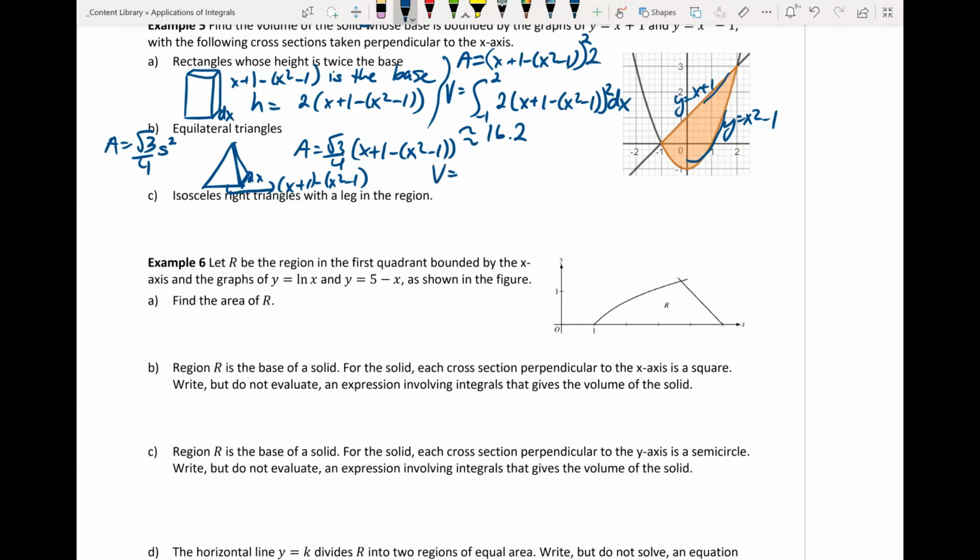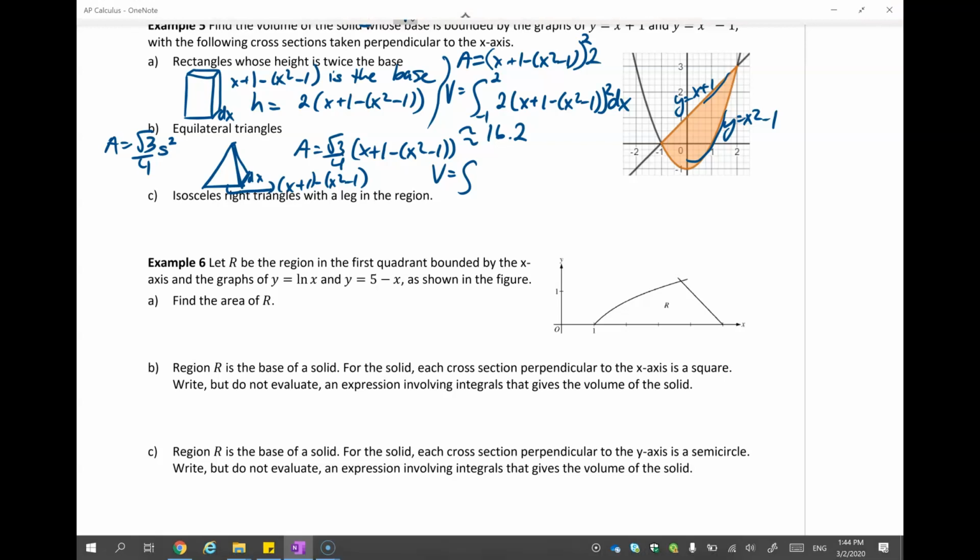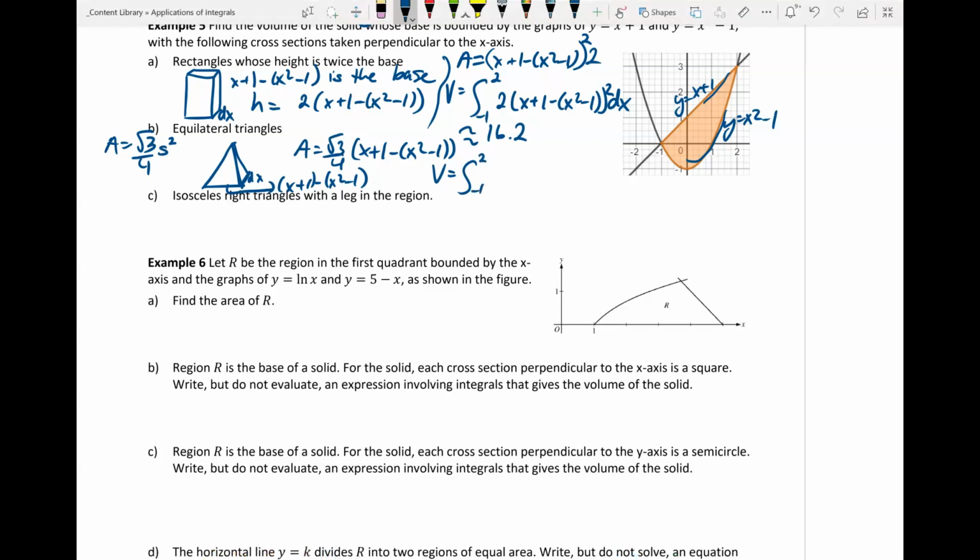Then the volume is going to be from -1 to 2, our most left x point and our most right x point. Then the area that we just found, multiplied by the width, which is dx. This is about 3.507.